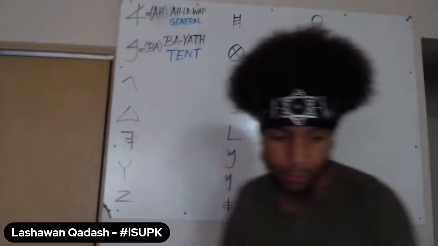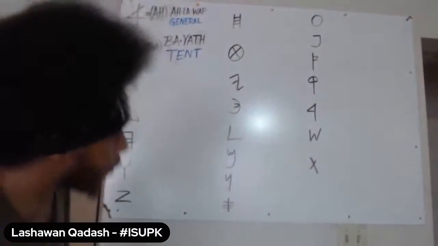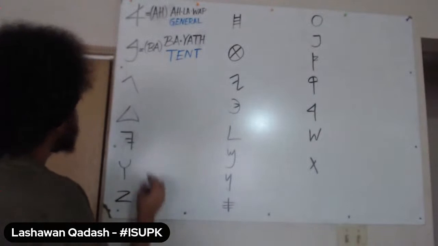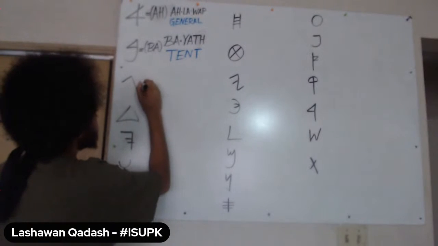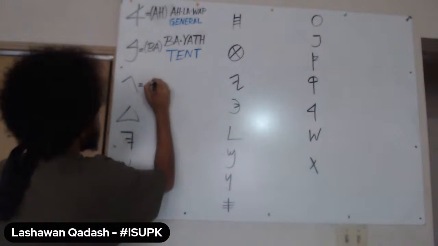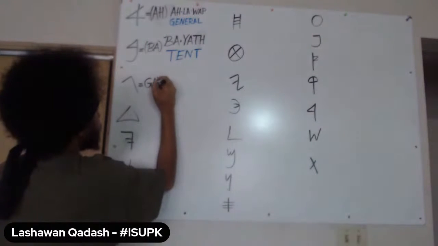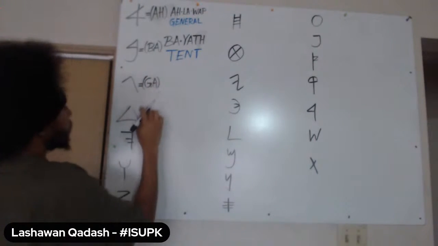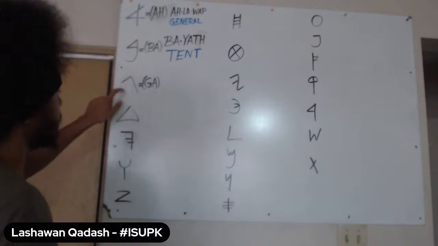All right, let's keep it moving. Hopefully that's bigger for the brother. Now you have Ga. This is the symbol, Ga.